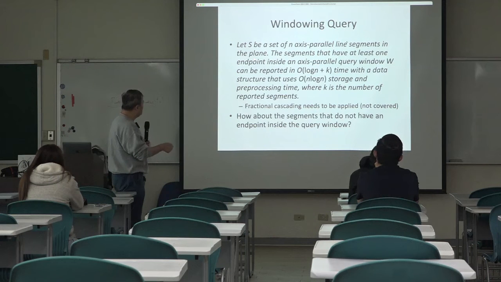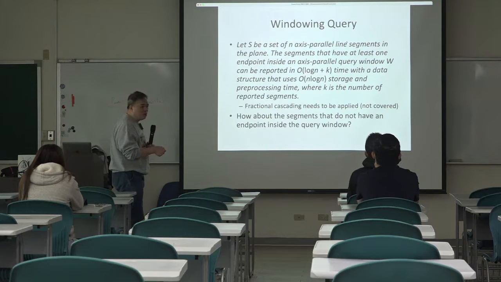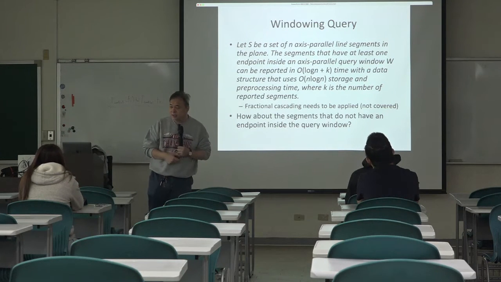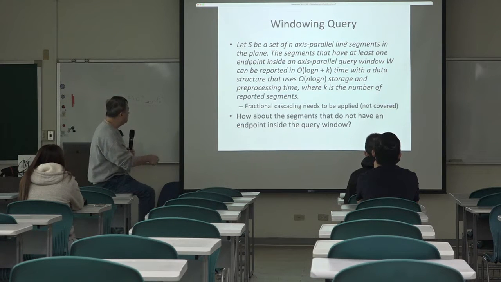So let S be a set of n axis parallel line segments in the plane. The segments that have at least one endpoint inside an axis parallel query window W can be reported in O(log n + k) time. You can see that obviously this is an output sensitive algorithm, where the data structure uses O(n log n) storage and preprocessing time, where k is the number of reported segments.